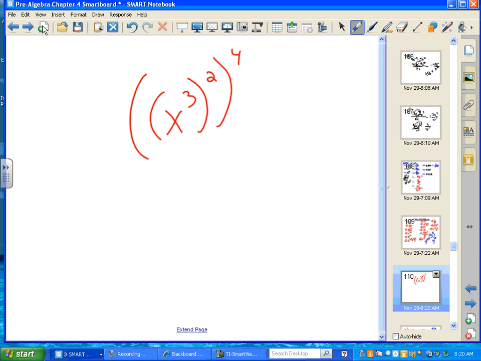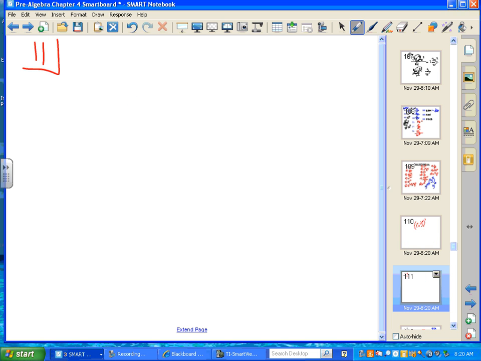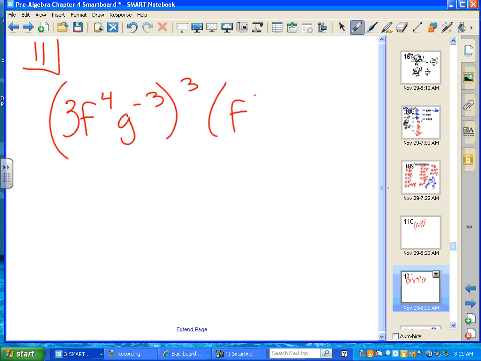I can do number 11. Okay, number 11 is definitely tricky. All right, 11, let me write this thing. This thing is huge. 3f to the 4th, g to the negative 3rd, all to the 3rd, f to the 2nd, g to the negative 2nd, all to the negative 1st. All right, you guys ready for this one?